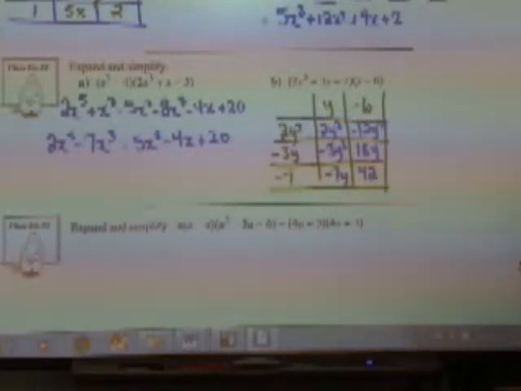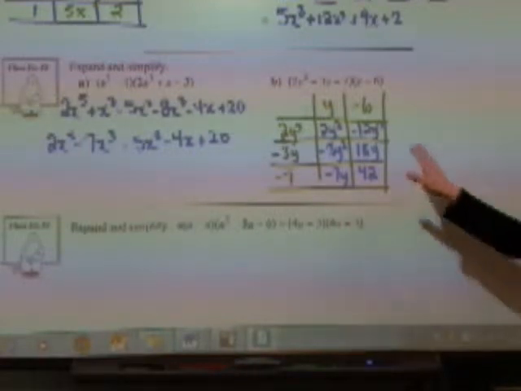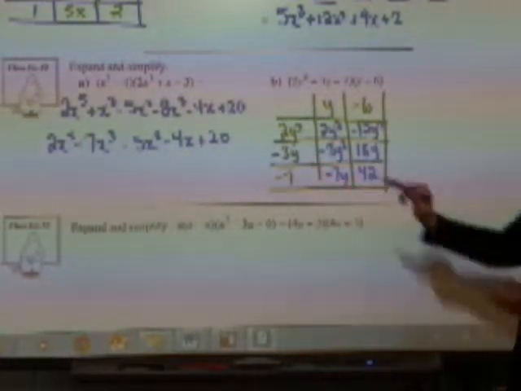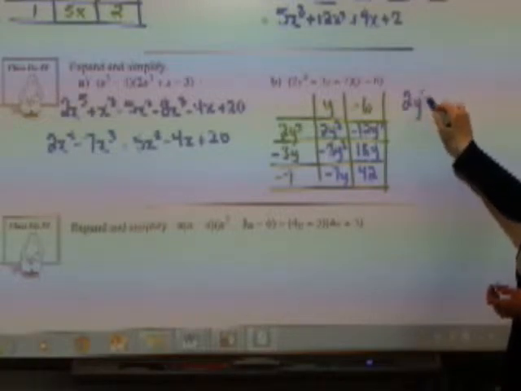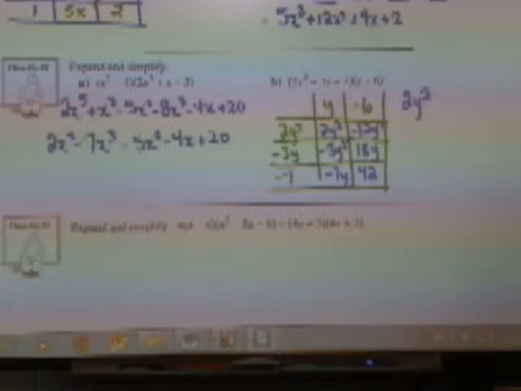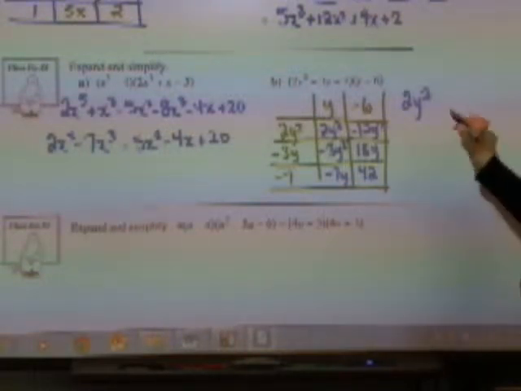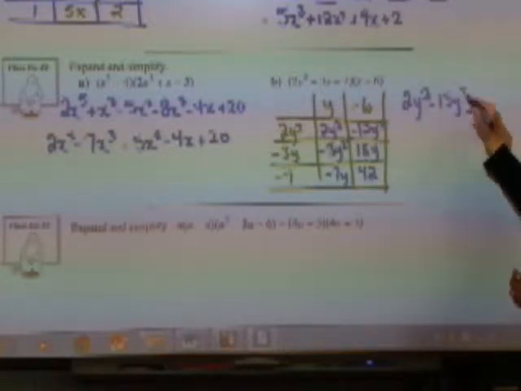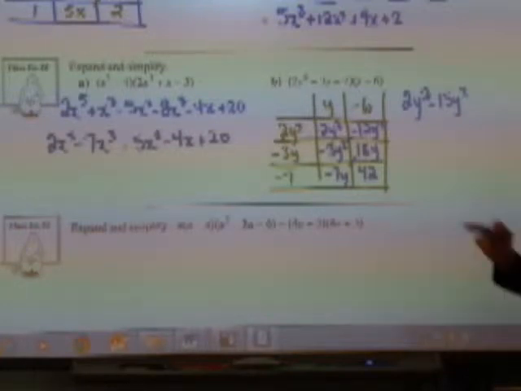And then I collect my like terms. So the one thing that maybe you've noticed is the charts make it a lot easier to see where your like terms are because it's all nicely separated. So I have 2y cubed, and then I've got these two terms right here, a negative 12y squared and a negative 3y squared. An 18 and a negative 7. And then my 42.